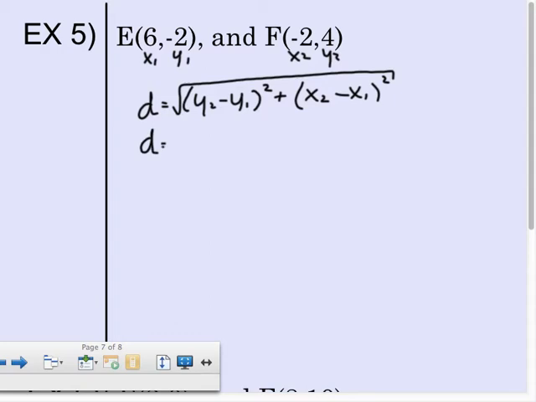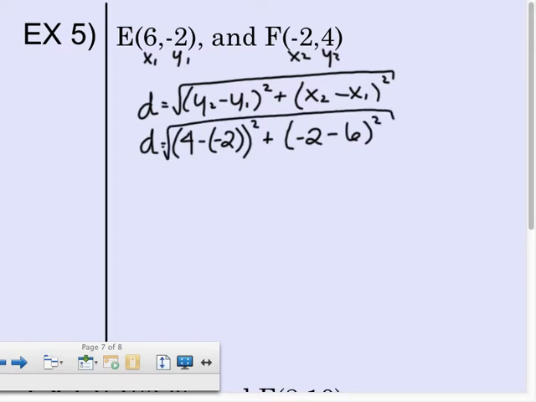Now that we've labeled the points, it makes it easy for us to plug in our distance formula. Y2 is 4 minus y1. So we've got minus and negative. So again, put that in parentheses. If we look at our x values, x2 is negative 2 minus x1 is 6, squared. And then we've got the square root over the whole thing.